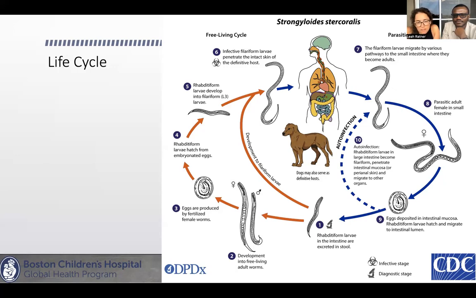So the other important thing, again, is that there's autoinfection, which you can see here. And so that once the eggs are in the intestinal mucosa, they can auto-infect from the large intestine, they become filariform, and then they penetrate the intestinal mucosa and then migrate to the other organs. Dogs can also be definitive hosts, which can perpetuate the cycle.